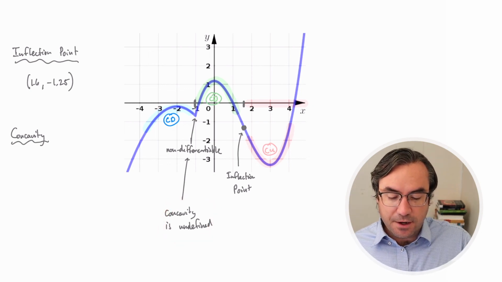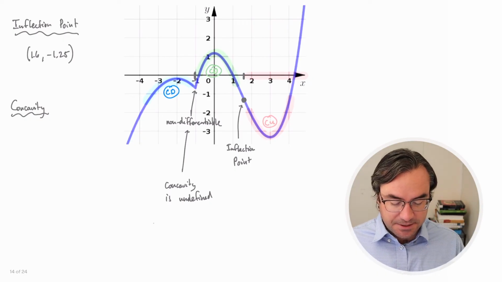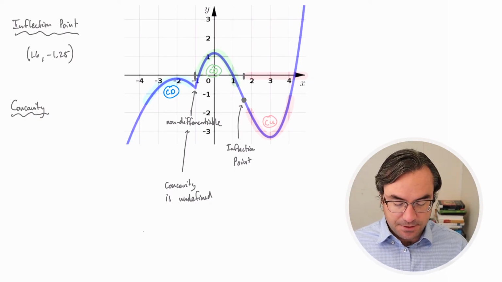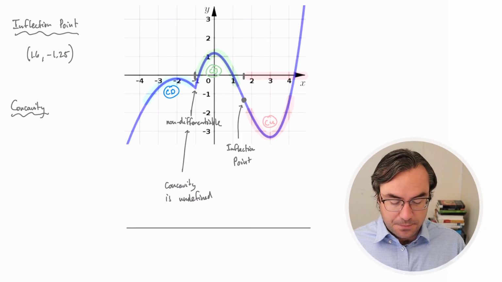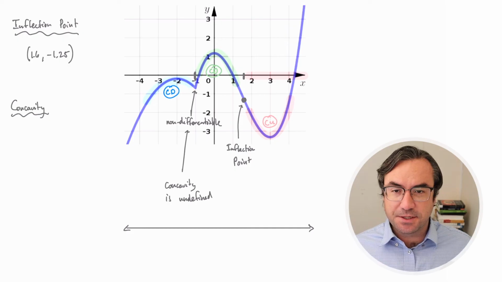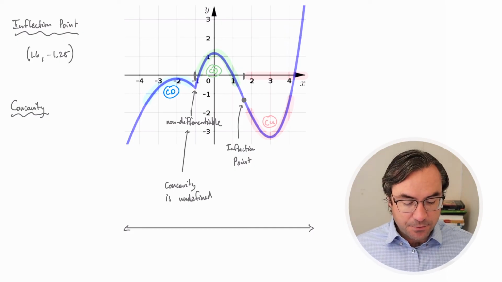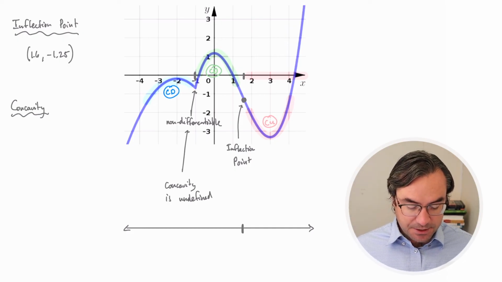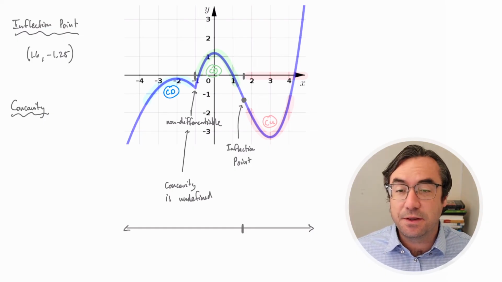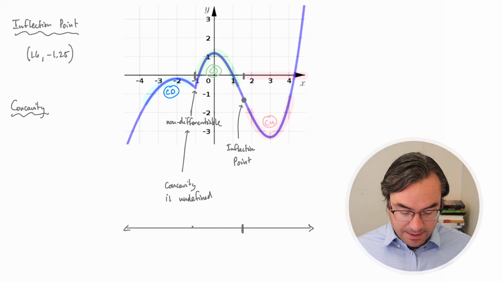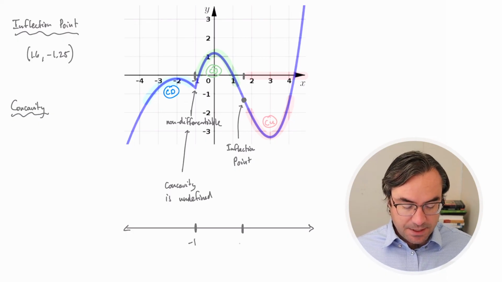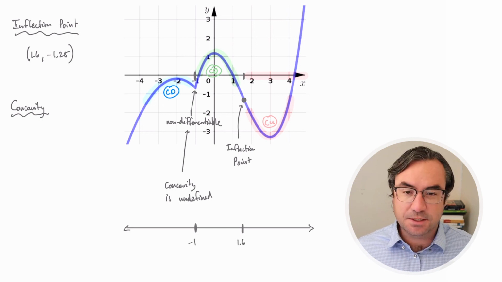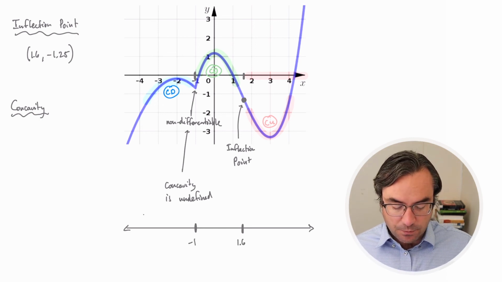So if we think of our x-axis, let's draw the x-axis down below. So we're going from -infinity to +infinity. And what we found is that there were two places where we had to split it up. We had to split it at -1, and where we found the inflection point. So -1 was the non-differentiable point, and then 1.6 was our inflection point. So what we have here is 3 intervals.